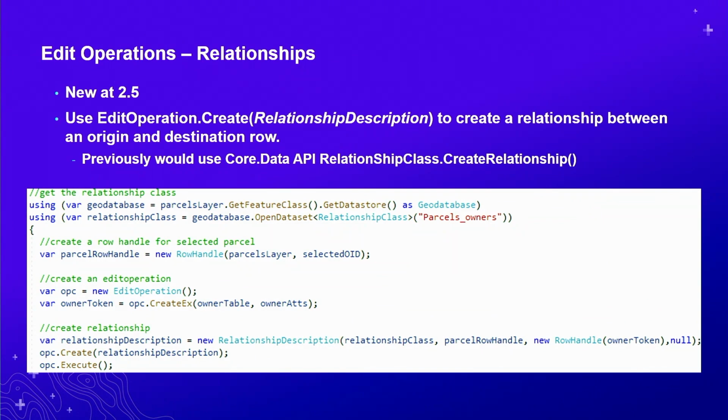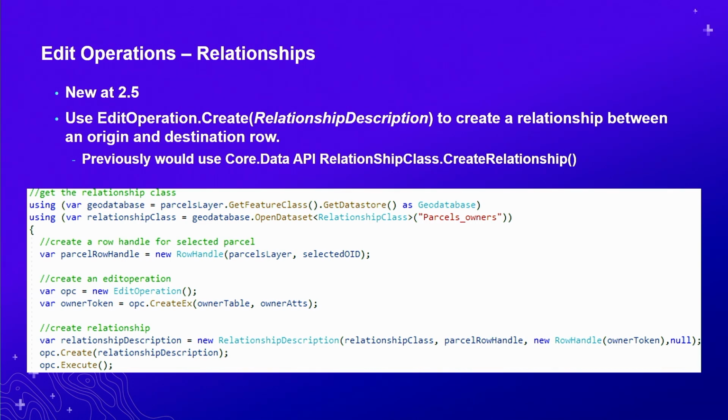We threw in this slide because it's new at 2.5, and Narelle's also going to highlight it during the demo. We have a better way to create relationships between two rows, usually a feature class and maybe an associated table. Previously, you would have done this by using the core data API, but now we've made an additional operation, the edit operation, to make it easier. Again, this isn't creating the relationship, it's just creating that association between two rows.